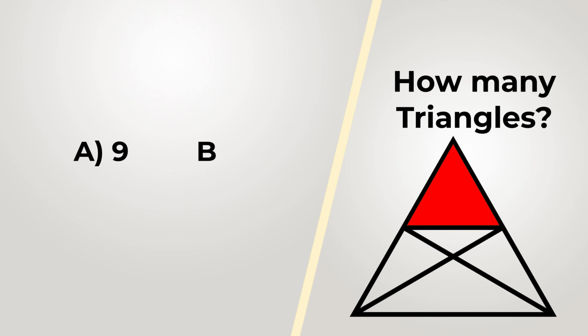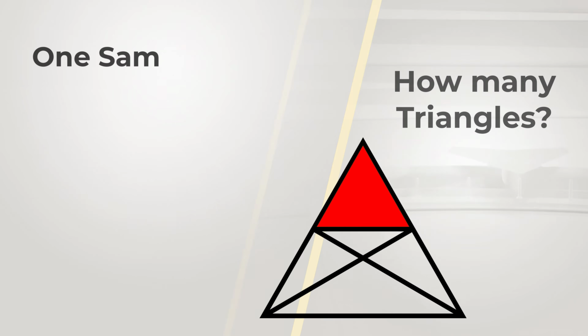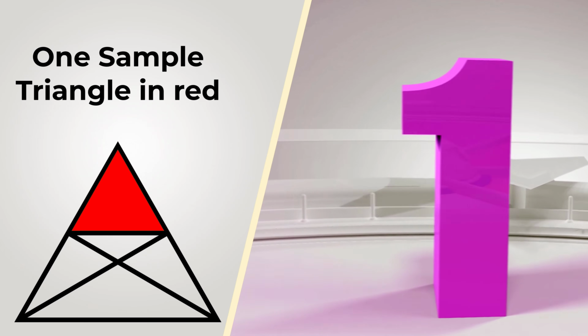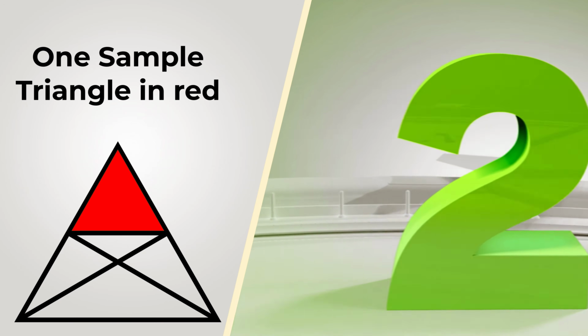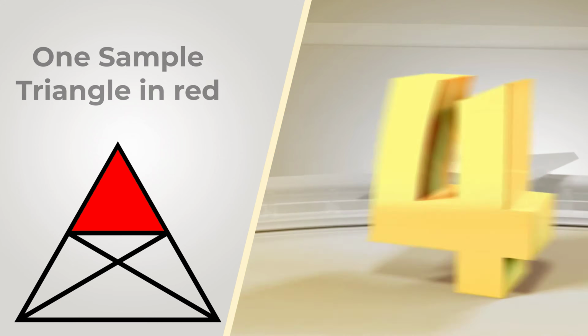Choice A, 9 triangles. Choice B, 12. Choice C, 17. And choice D, 24. One triangle is highlighted in red, but there are a lot of other triangles. Do you think you know the answer? Give yourself a few seconds.